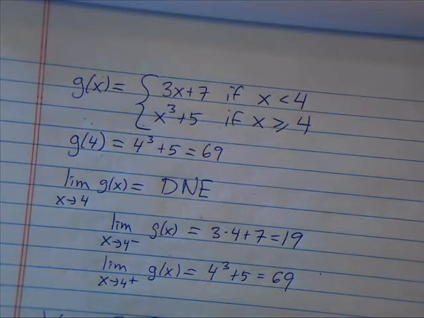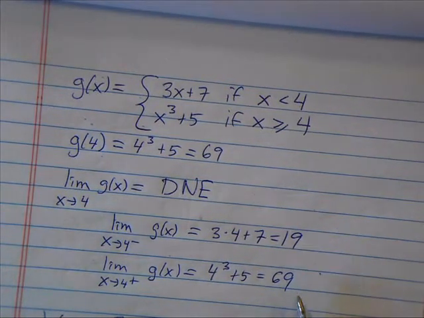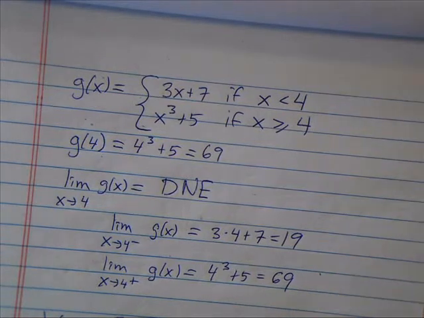What's happening with g of x here? They're not going to the same point. On one side, you're getting 19, and on the other side, you're getting 69, so they have a big gap in between.